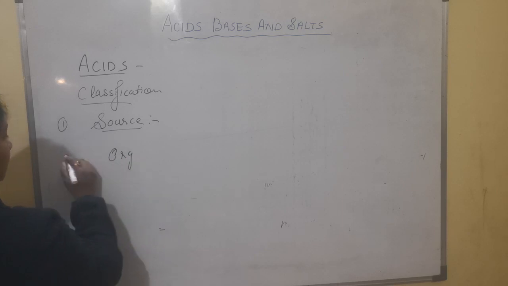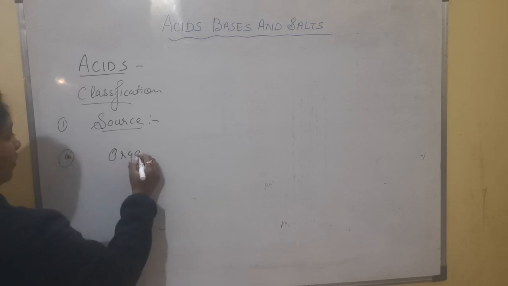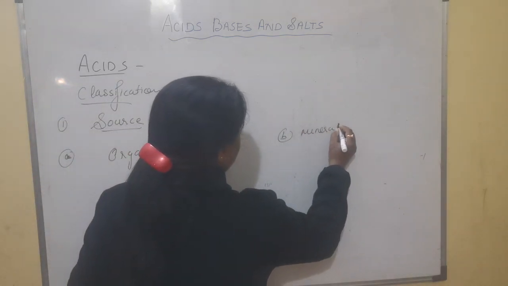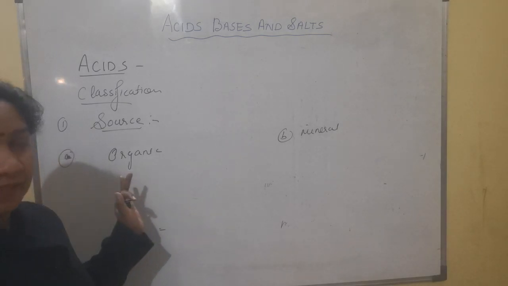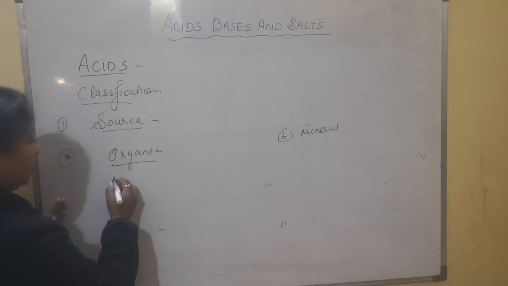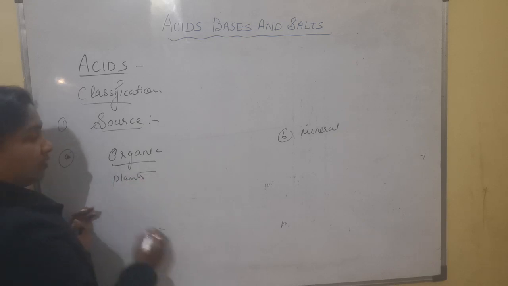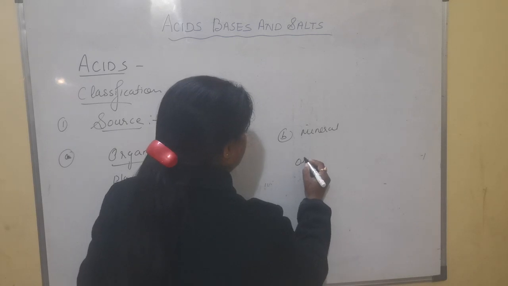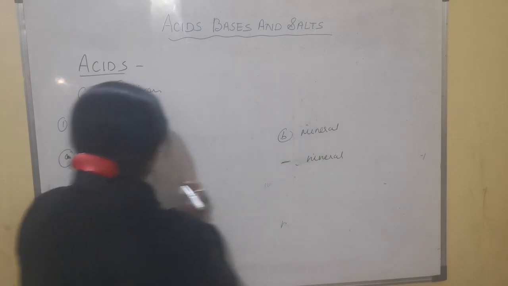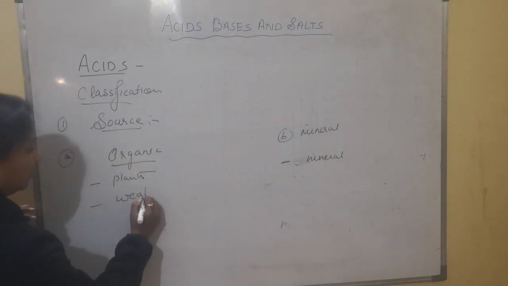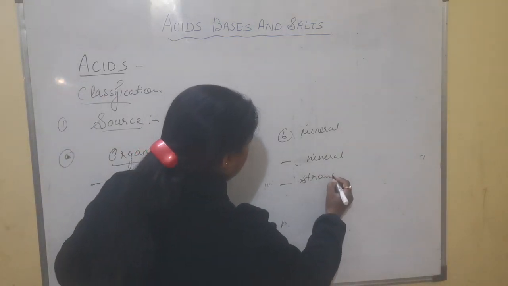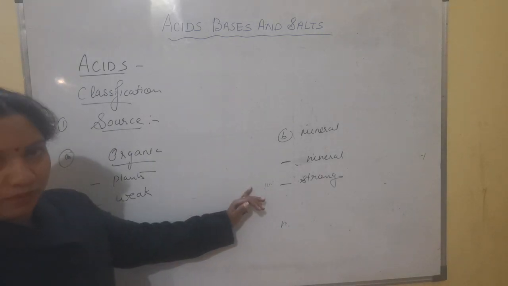Acids are classified in two ways: organic acids and mineral acids. Organic acids are the acids that are mostly obtained from plants and from nature, whereas mineral acids are obtained from minerals. Organic acids are generally weak, and mineral acids are strong. Now weak and strong is clear to everyone.